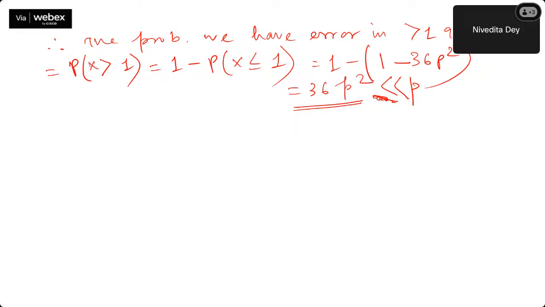Now, what is p? p is the probability that there will be error in exactly 1 qubit. So that means 36p square is very, very less than p, meaning the probability that there will be error in more qubits, which is p into p, that corresponds to p square, will be very, very less.